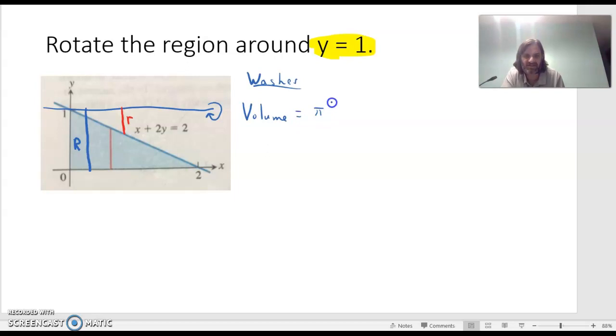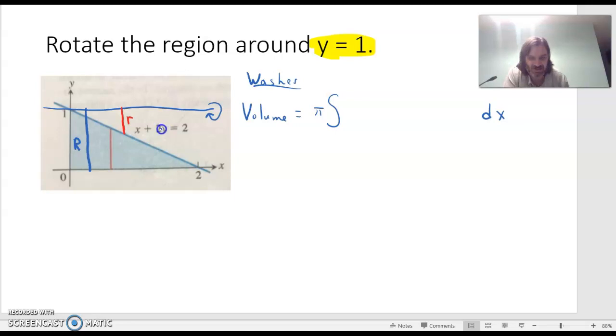But a washer method here, pi, and we need some endpoints. Where we're going around Y equals 1, but Y equals 1 is parallel to the X axis. So we're going to do everything in terms of X. Okay, that may sound counterintuitive, but remember the X axis is also Y equals 0. Okay, so let's see here. We're going to do everything in terms of X.